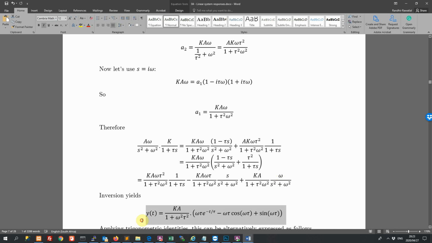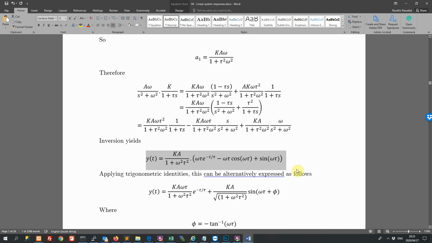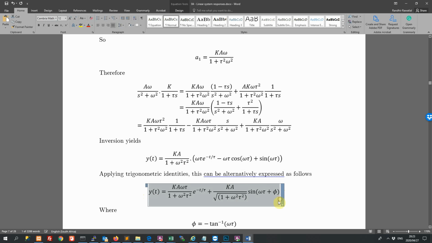So that's all written here. And then if you are quite good at your trigonometric identities, if you're good at your trigonometry, you can show that this stuff can be written as simply a shifted sine function. So your solution looks like this, right?